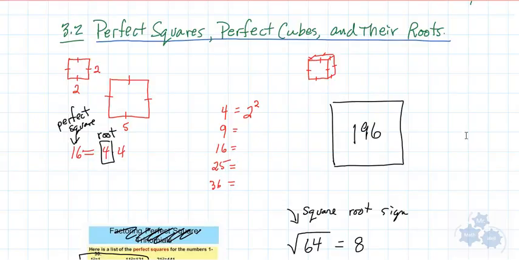So, today's lesson in Foundations of Math 10 is 3.2, and we're talking about perfect squares, perfect cubes, and their roots. Okay, three things we're going to deal with today. Now, hopefully you've heard about squares, you've heard about cubes, and you've heard about roots. Hopefully you have some knowledge of this already. But just in case you don't, let's start from the very beginning.